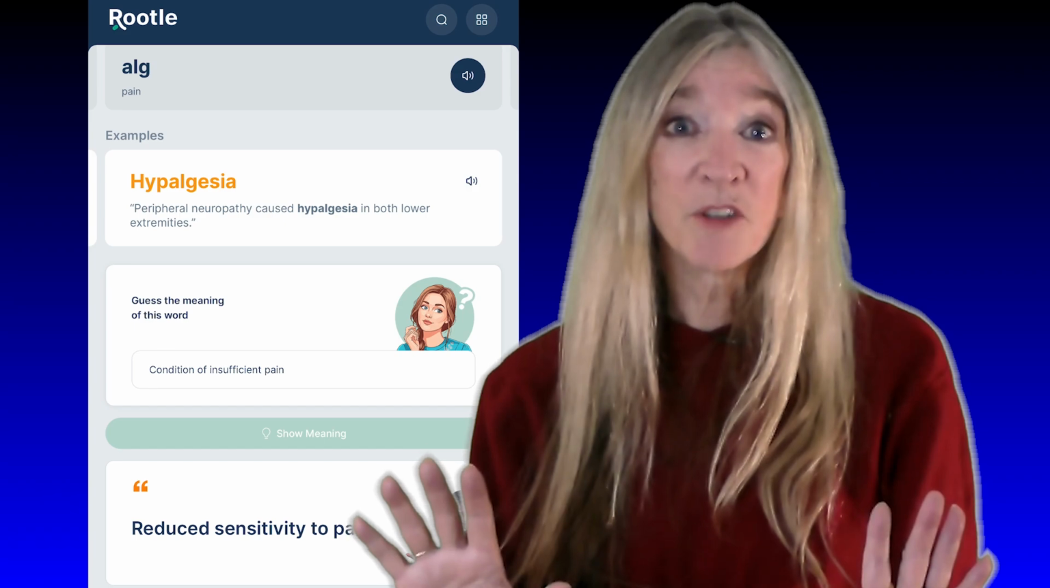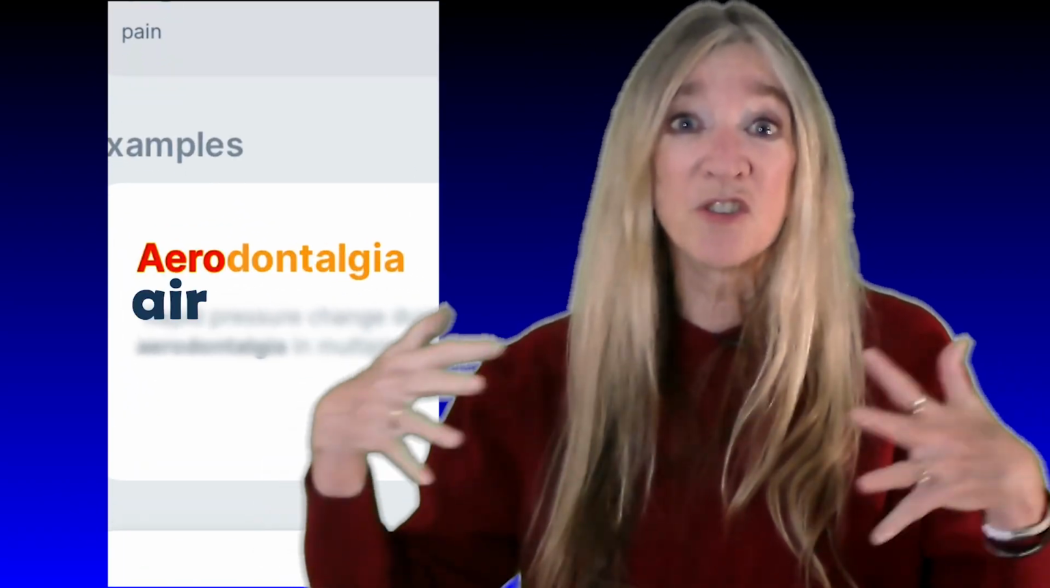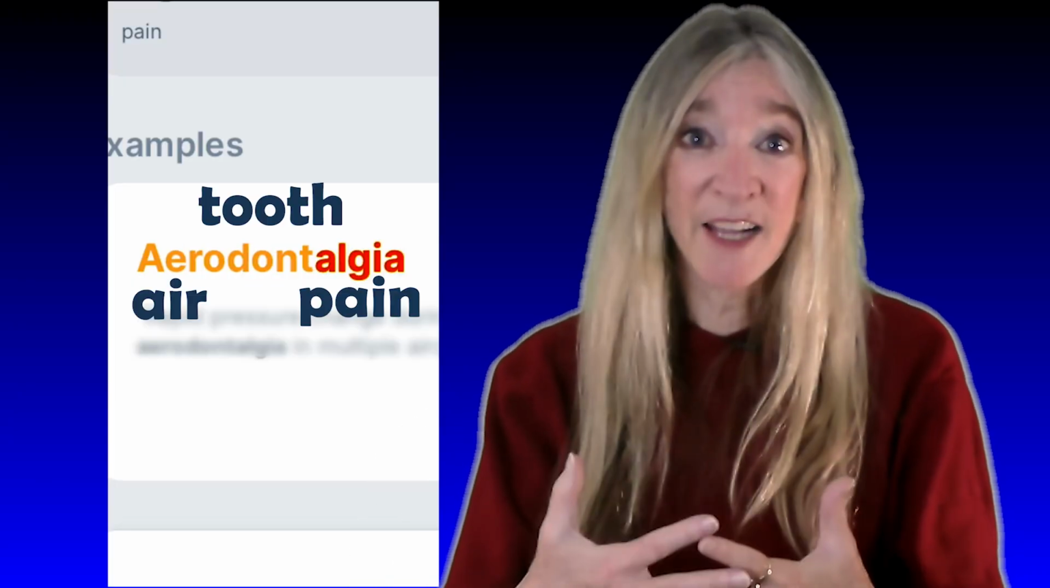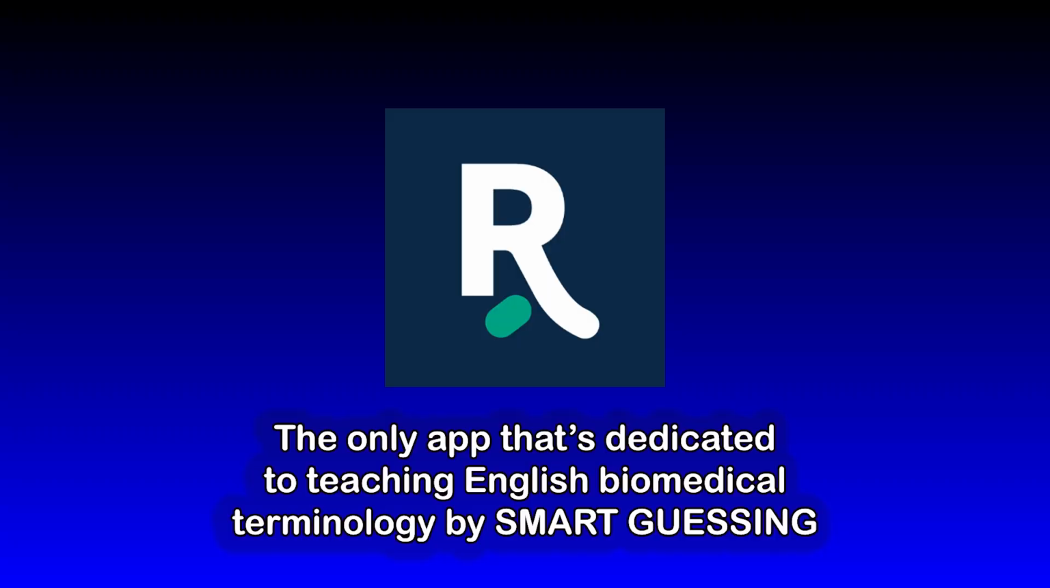The idea with Rootle is for you to activate your brain, to make those smart guesses, and to learn to make the connection, to see the pattern, to understand the words you already know more deeply. Rootle is the only app that's dedicated to teaching you English medical terminology this way. Rootle has hundreds of roots, each of them with 2 or 3 guess words, and I'm adding more every month.